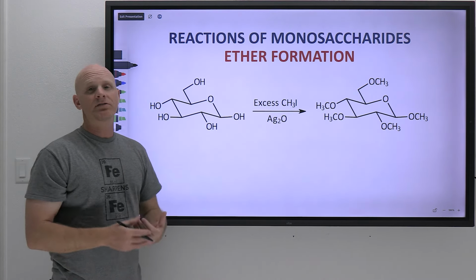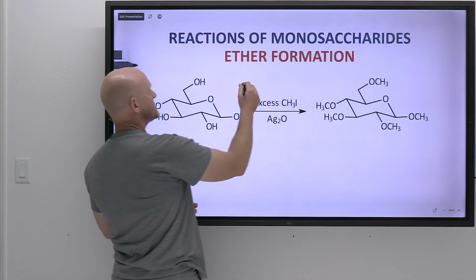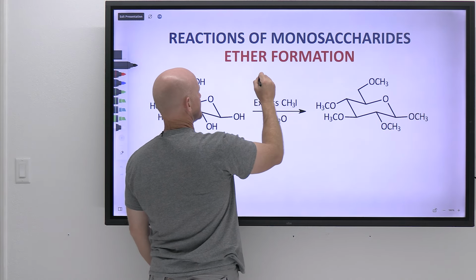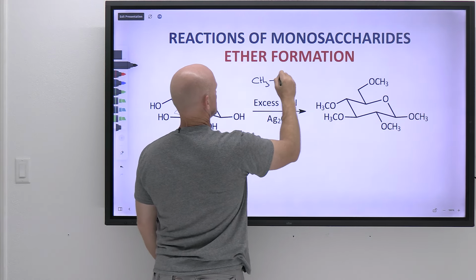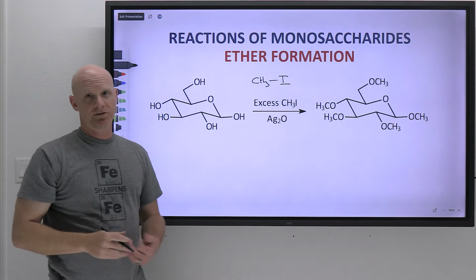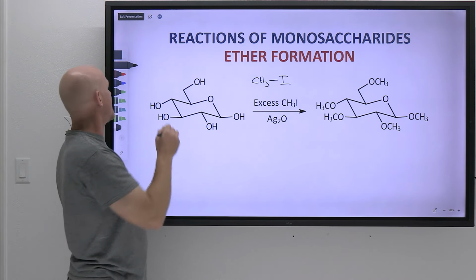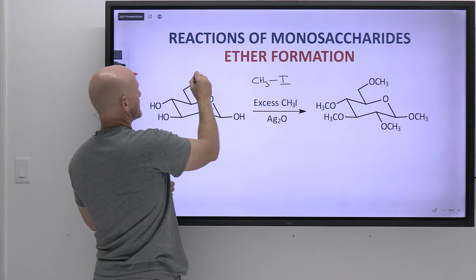Now, very similar to ester formation is going to be ether formation. In this case, instead of an acid chloride or an acid anhydride, we're just going to have an alkyl halide. In this case, we're going to make it methyl halide, so great for SN2 backside attack. That's exactly what we're going to do here.